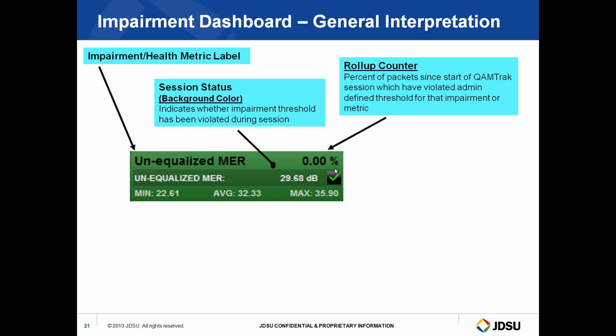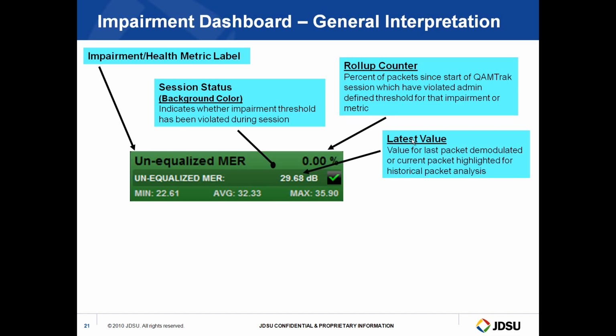And what this tells you is what percentage of packets that have been demodulated since the session started have violated the threshold. So if you had only one packet out of a couple hundred that had failed for something, you'd only show 0.5% here. But if half of them have failed, you'd show 50%. So it's a way to tell the random one-off occurrences from the chronic problems that you're having on your node at the moment. This field here shows you the latest value.